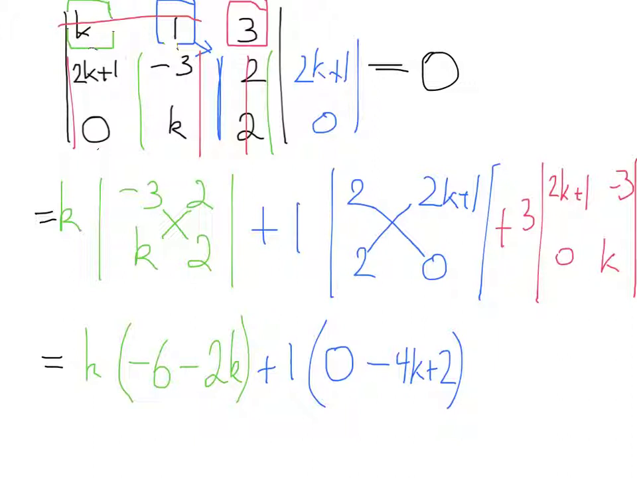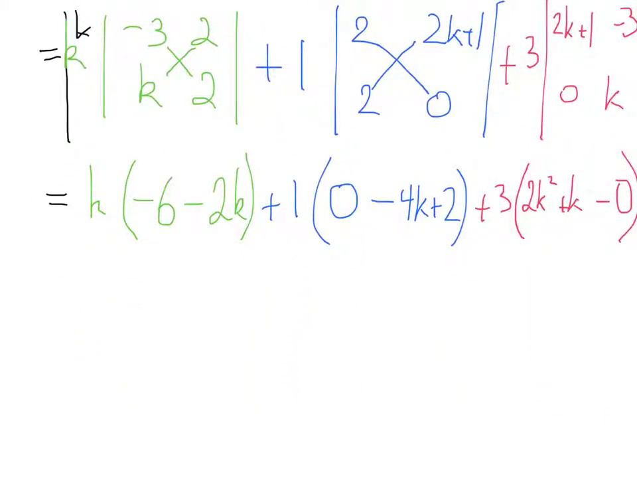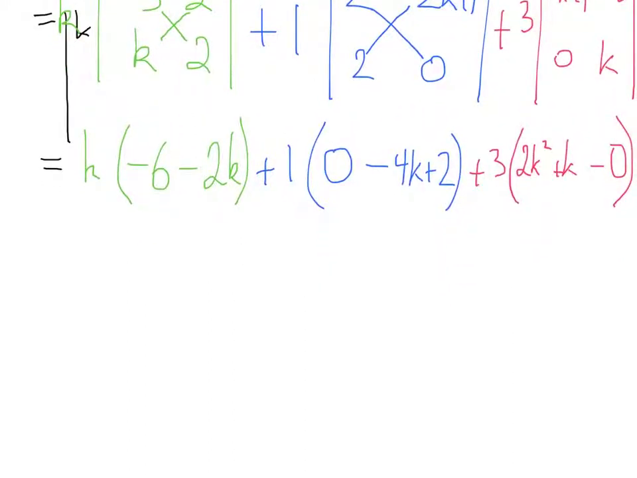Now, last but not least, we get 3 times 2k squared plus k. Okay, take away 0. Alright, so we're getting there. Now I'm just going to use black from here on in to make life a bit more straightforward.